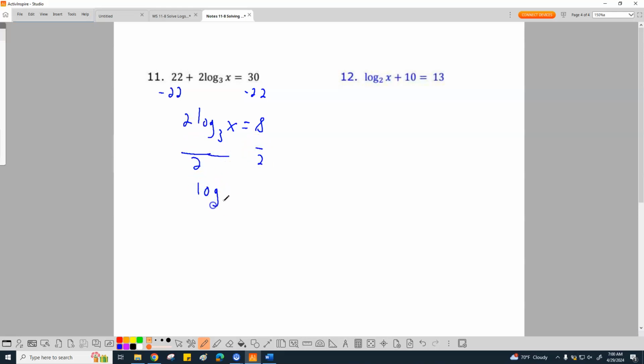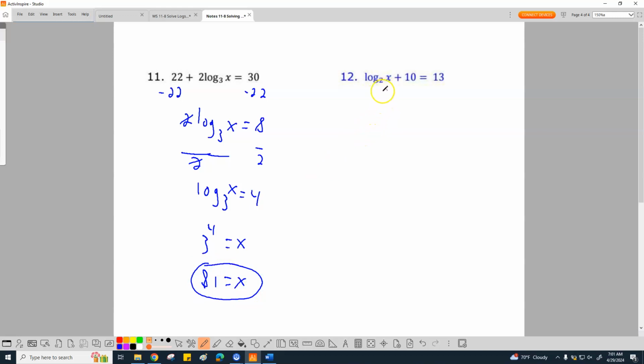So you end up with log base 3x equals 4, because 8 divided by 2 is 4. And if you're wondering what canceled out, this is the 2 that canceled out with each other. And then you're left with this. Then you can go ahead and rewrite your log as 3 to the 4th equals x. And 3 to the 4th is 81 equal to x, and that's our full answer.